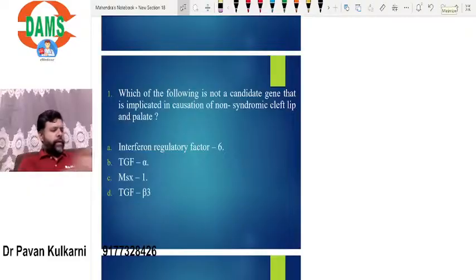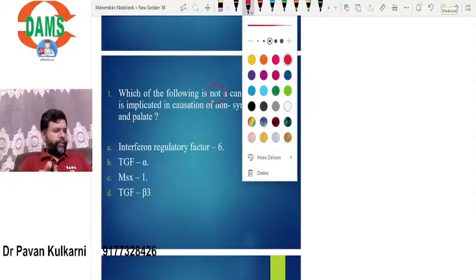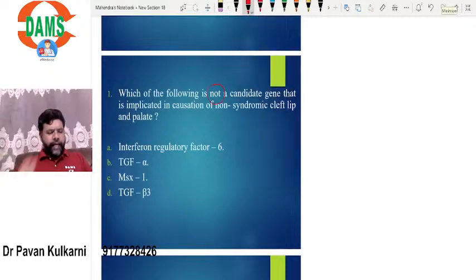Okay, fine. Basically, let me start with the first question here. The first question says: which of the following is not a candidate gene that is implicated in the causation of non-syndromic cleft lip, cleft palate. Give emphasis to this, not.